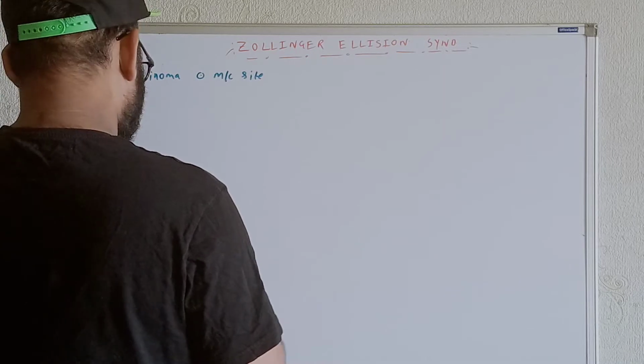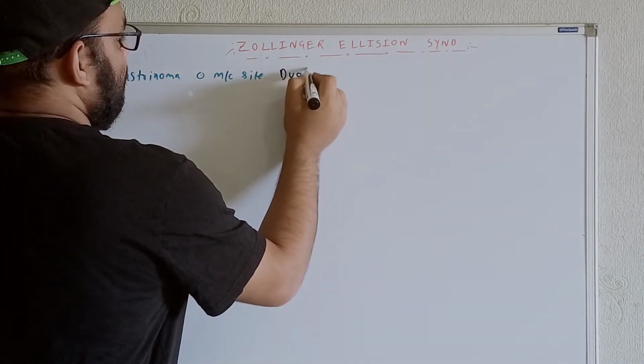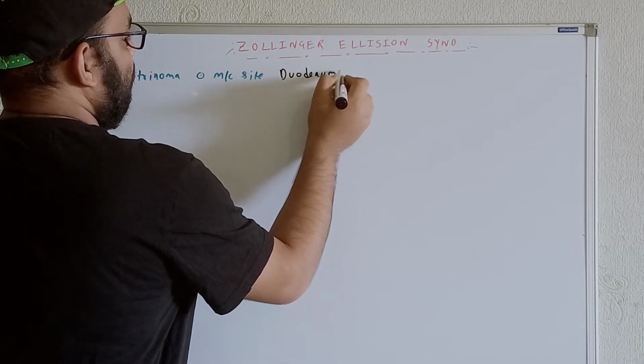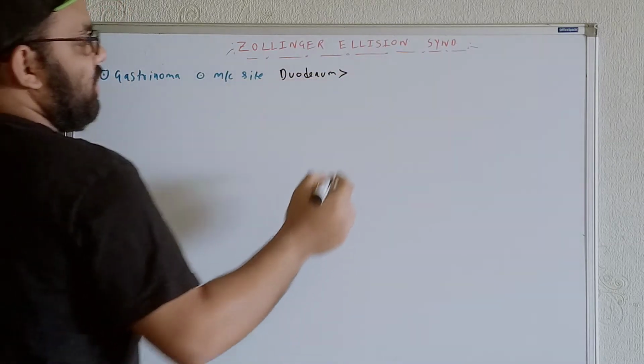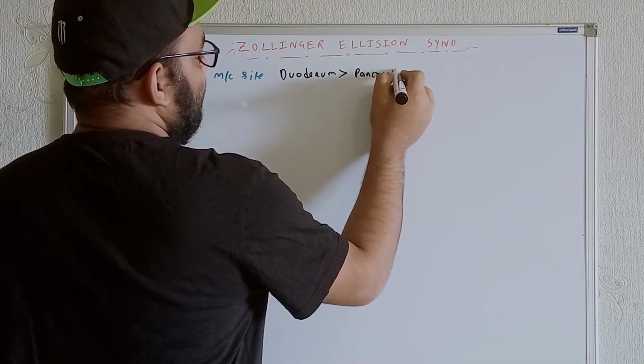First we'll get the duodenum, followed by where? Within the pancreas, followed by we can get it within the stomach.